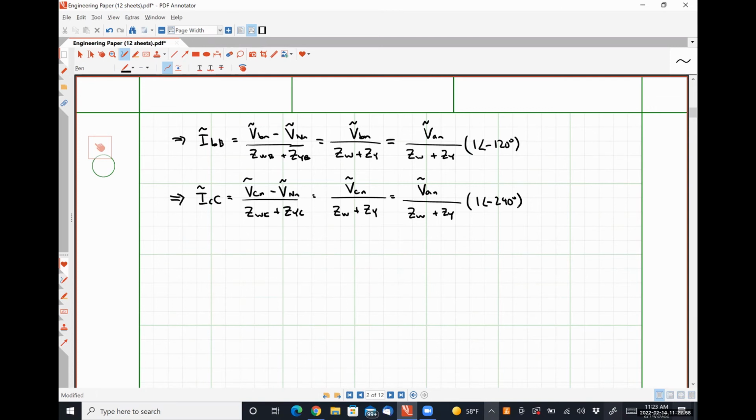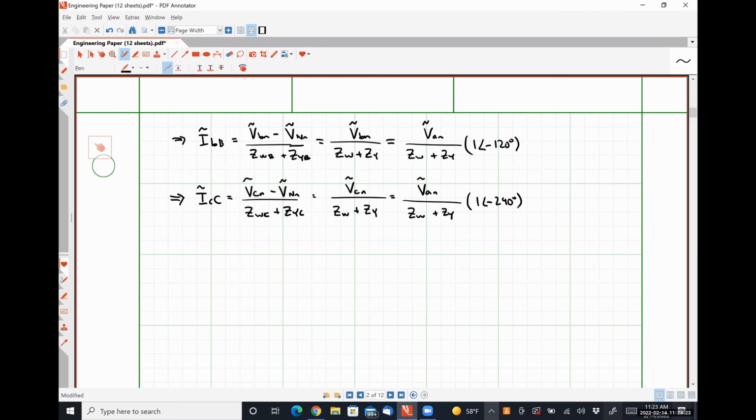So let's talk about these results here. I'm doing these identities effectively because I know for my voltages, they have the same magnitude and they're exactly shifted by 120 degrees, right? So B lags A by 120, C lags B by an additional 120, or lags A by 240.